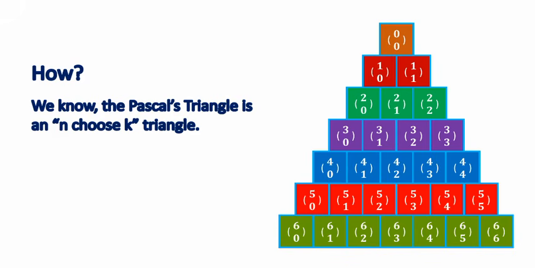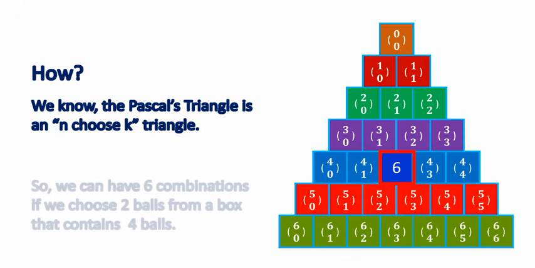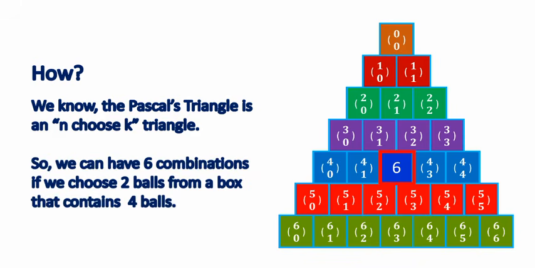As we have to choose 2 balls from a box that contains 4 balls, this combination will tell us the answer to our question, that is 6. So we can have 6 combinations if we choose 2 balls from a box that contains 4 balls.